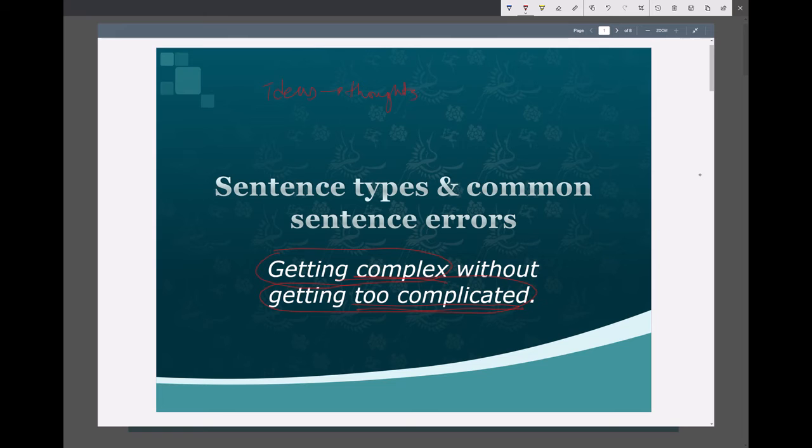A thought is a sentence. A complete sentence is a thought. And then a complex sentence would be a complex thought. And we're going to look at that now.